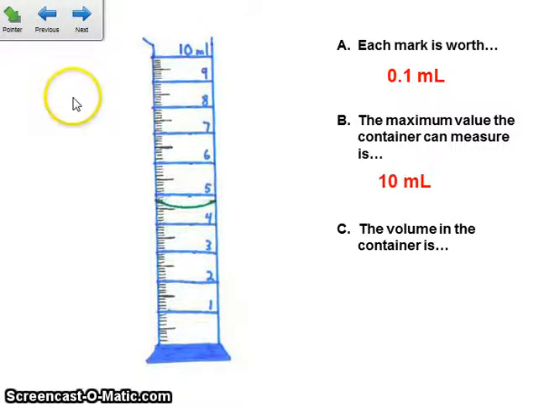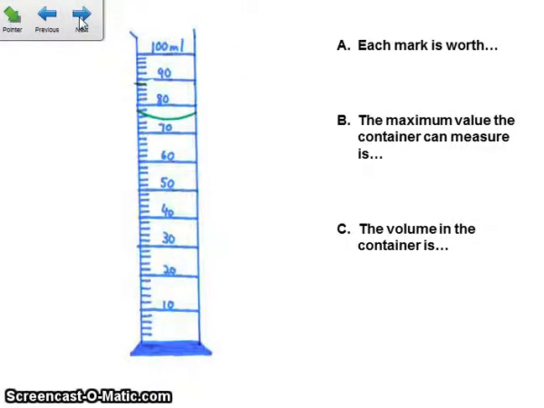And we are going to read the volume in here. Here's our meniscus. We read it from the bottom. It's pretty close here to this line, which is 4. And then we count 4.1, 4.2, 4.3, 4.4. 4.5 looks like about the right answer. It's a little hard to tell on this drawing. You might have said 4.6, and that's okay too.